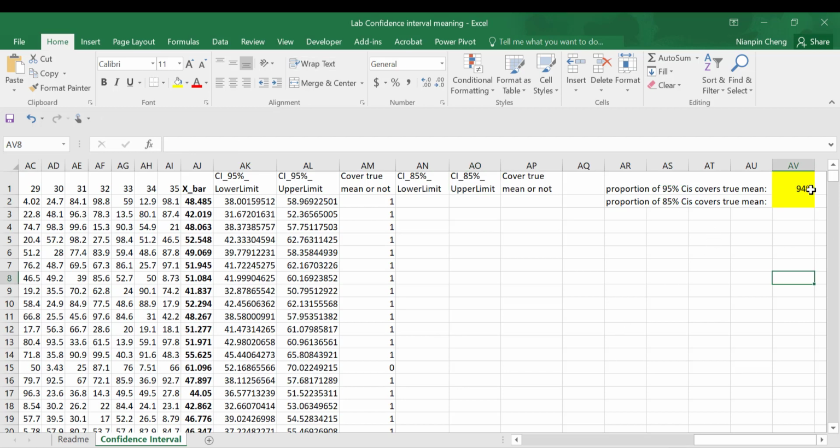So we're sometimes curious, what's the meaning of 95%? The meaning is if you select a sample of the same sample size again and again, like 1,000 or more times, out of this number of confidence intervals you generated from each sample, 95% will cover the true mean. So that's the meaning of the 95% confidence interval.